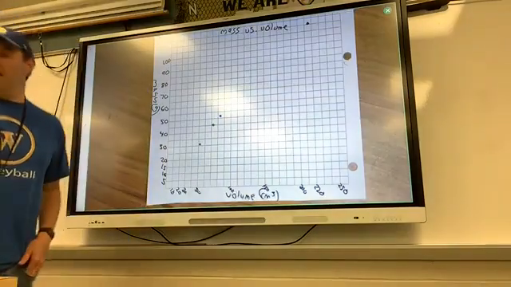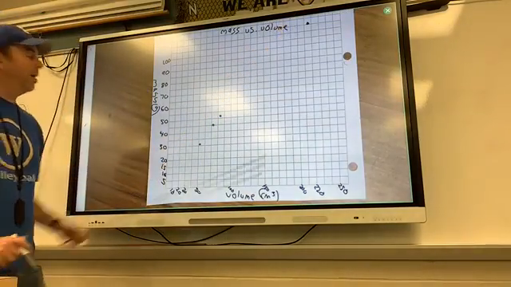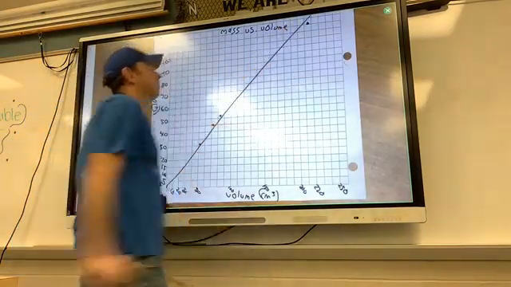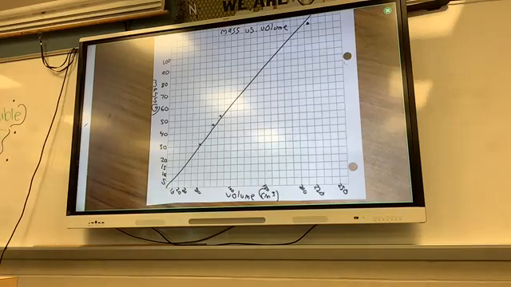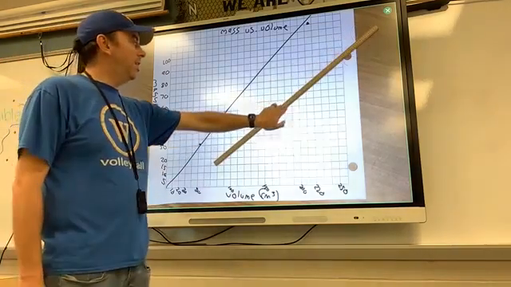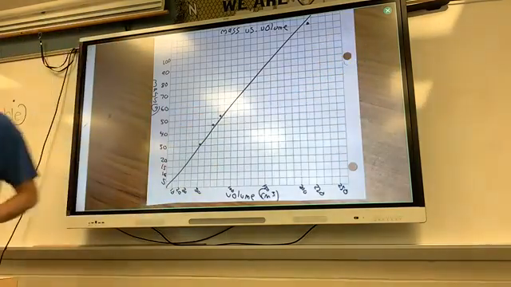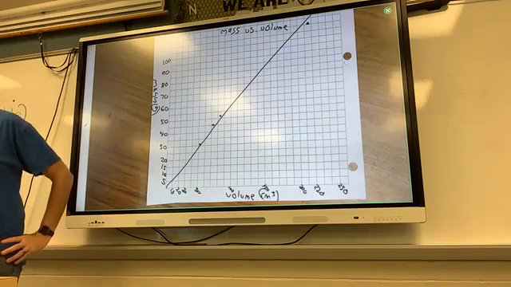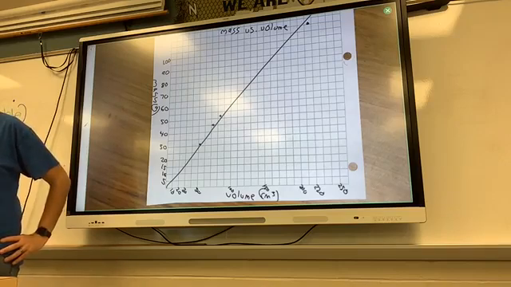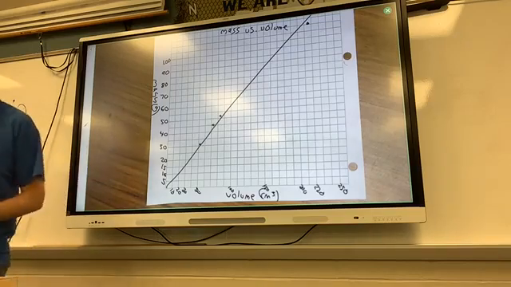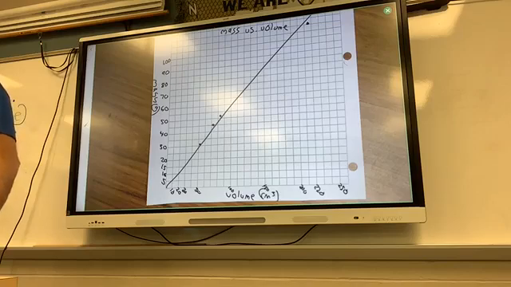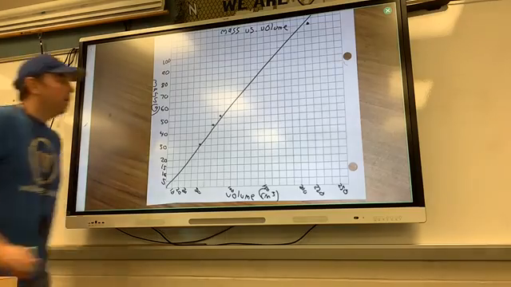So use your ruler and draw a straight line through the middle of your data. Rulers do not work on my screen. Here's what happens if I put a ruler on my screen. It thinks I'm erasing. So I have to freehand it. Okay. That was nice.